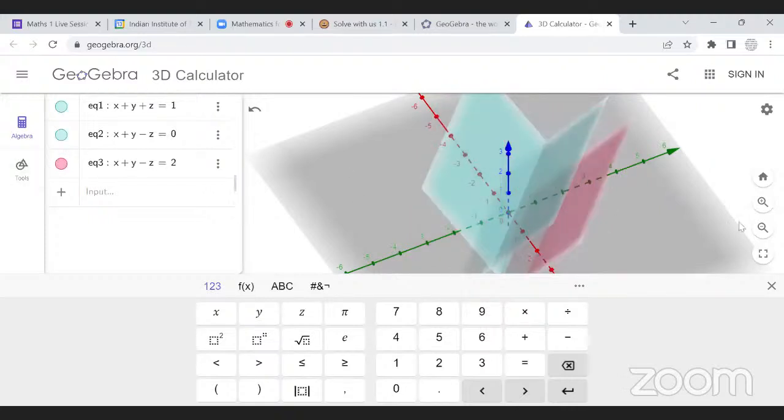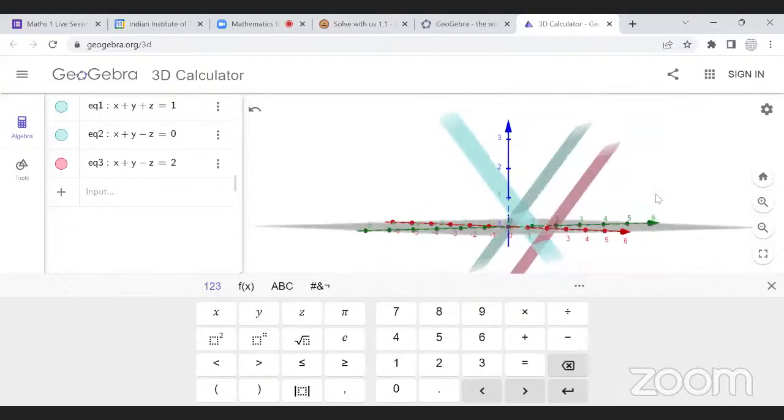So now if I have these three equations, you can see that these two planes intersect. Equations 1 and 3 intersect, and equations 1 and 2 intersect. But all three of them don't intersect at the same point. So in this case, again, we don't have a solution.